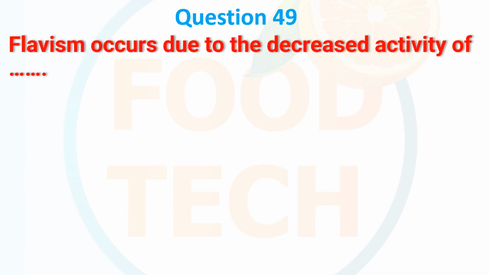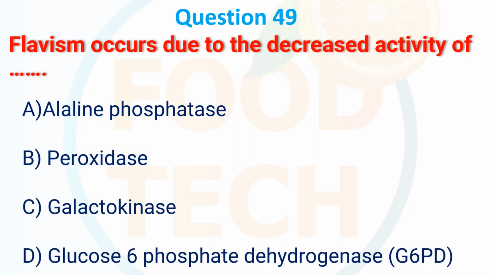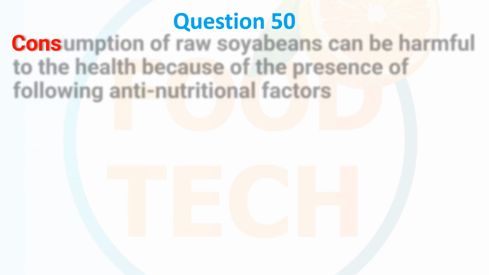Favism occurs due to decreased activity of A. Alanine phosphate. B. Peroxidase. C. Galactokinase. D. Glucose 6 phosphate dehydrogenase. The answer is D. Glucose 6 phosphate dehydrogenase.